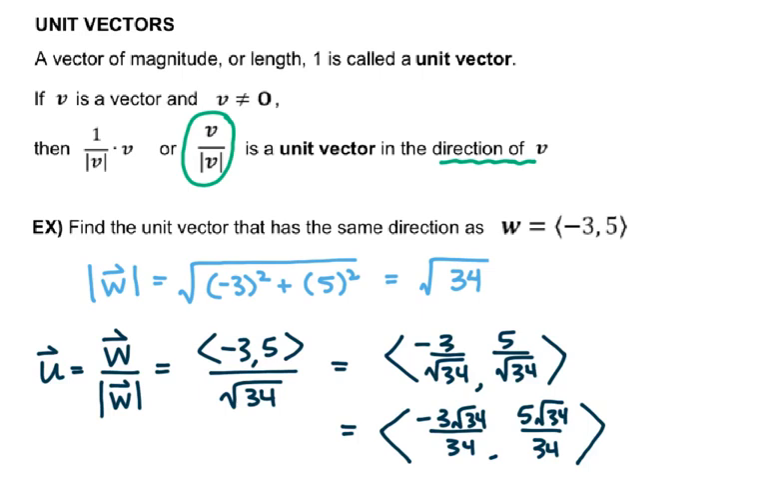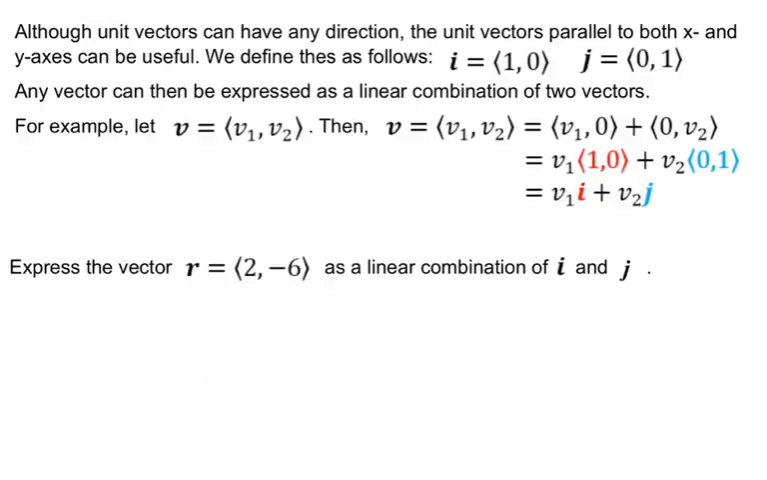Now, why are unit vectors useful? Well, we use them a lot moving forward when we really start talking about vectors in Calc 3, but they're also helpful in helping us establish what we call a linear combination. So, although unit vectors can point in any direction, the only specificity with a unit vector is that the length is 1. We have two special unit vectors.